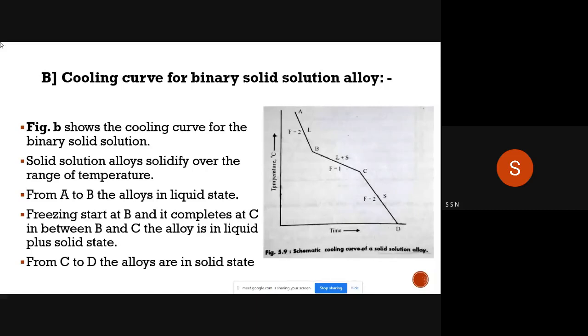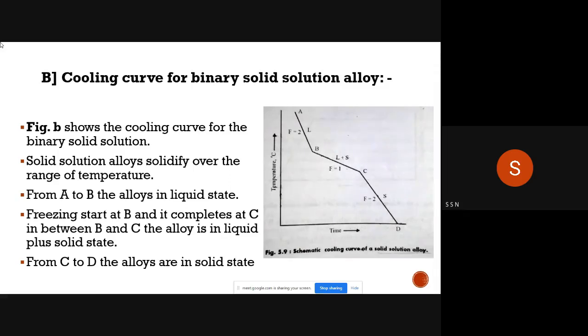The binary solid solution alloy. Cooling curve for the binary solid solution alloy. Now, you know what is meant by alloy. An alloy is a mixture, or a composition, of two or more metals in a fixed proportion. And we have also seen that a solid solution is also one kind of alloy.